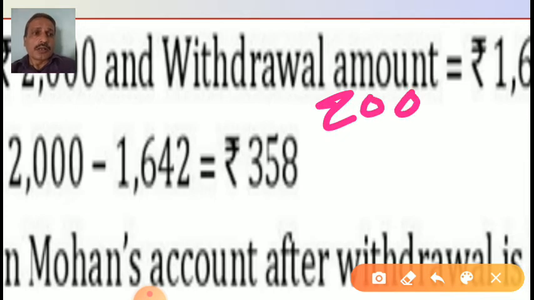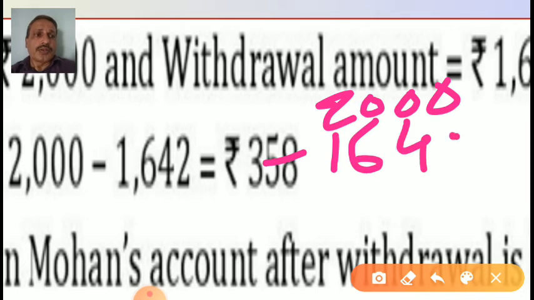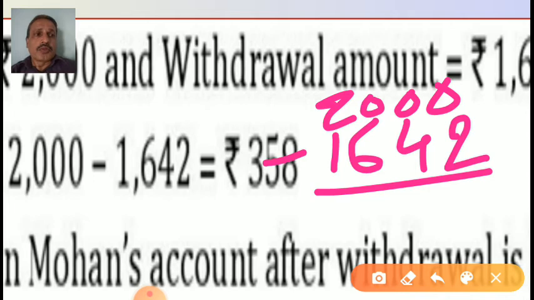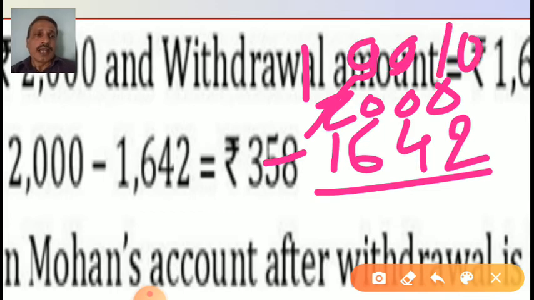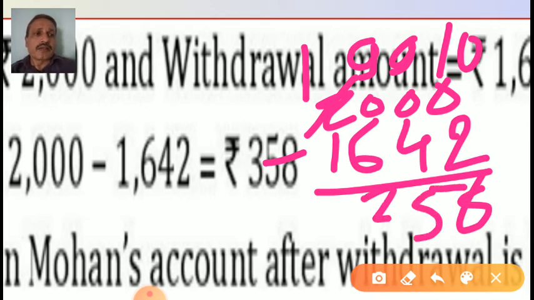2000 minus 1642. 0 is not possible, so we can cut it. Here is 1, here is 9, here is 9, and the last number is 10. 10 minus 2 is 8. 9 minus 4 is equal to 5. 9 minus 6 is equal to 3. And 1 minus 1 is 0. So 358 is the answer. This is the 7th standard, students.